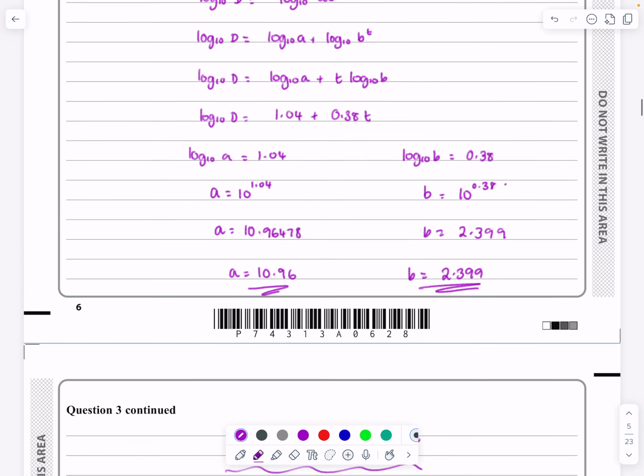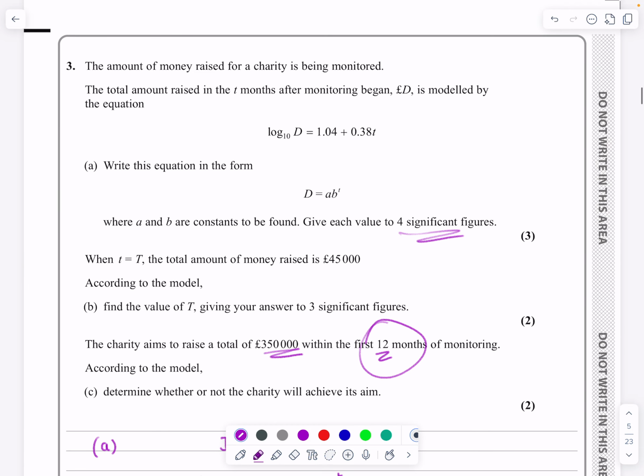Okay, so that's question number 3 all done. Hopefully that all makes sense to everybody.